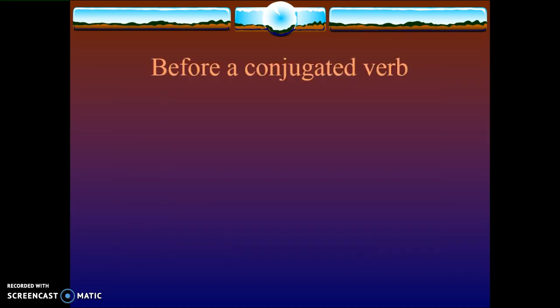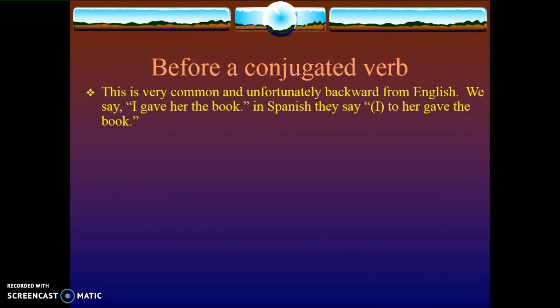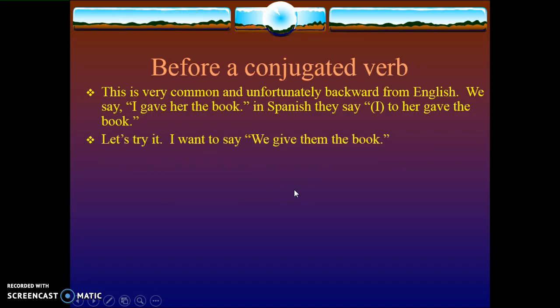All right, here's the first place you can put a pronoun, before a conjugated verb. So this is very common and unfortunately backward from English. We say, I gave her the book. In Spanish, we would say, I to her gave the book. Yes. So her has to go before gave. I, her, gave the book. So let's try it. I want to say to them, we give them the book.